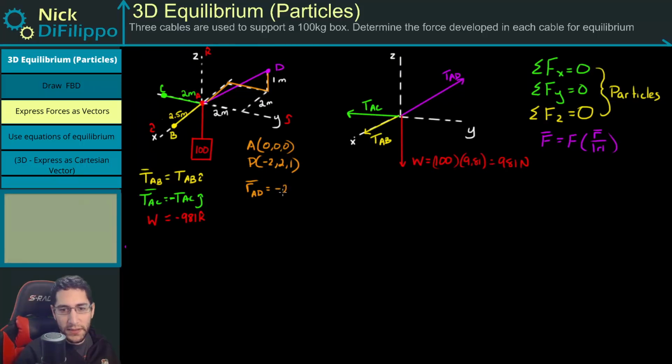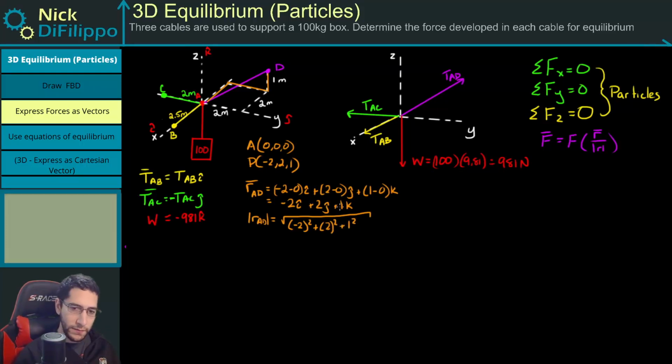So this is going to be minus 2 minus 0 i, plus 2 minus 0 j, plus 1 minus 0 k. And if I simplify that, I get minus 2i plus 2j plus 1k. And the magnitude of this is going to be equal to the square root of each of these terms. So this minus 2 squared, which is 4, plus 2 squared, which is 4, plus 1 squared, which is 1. So this is square root of 9, and this is equal to 3.